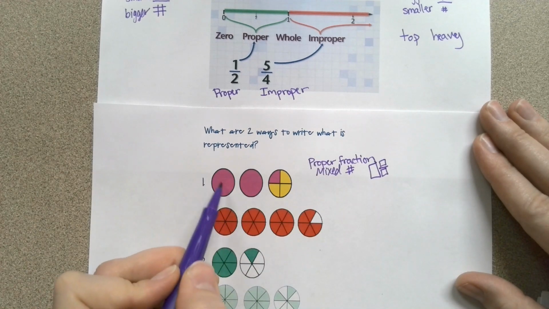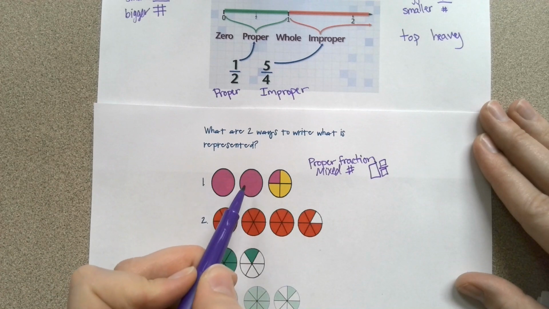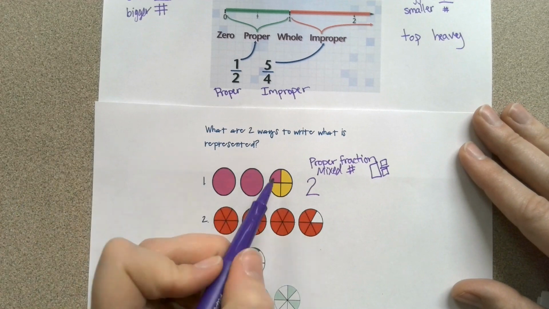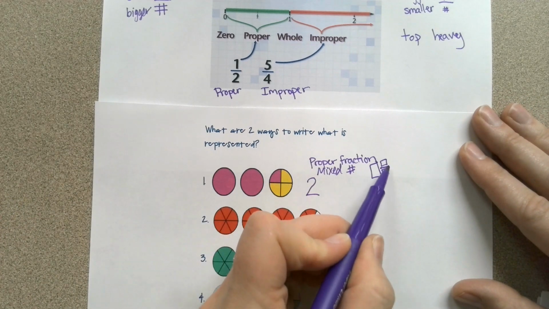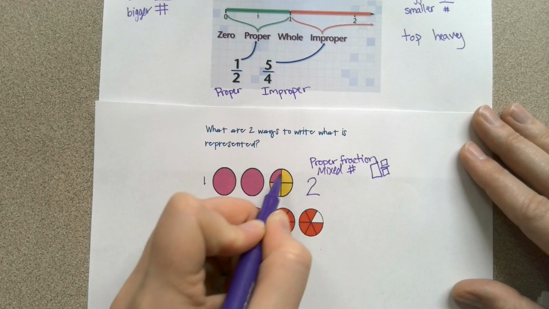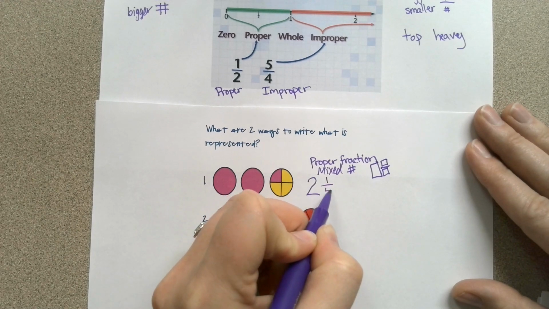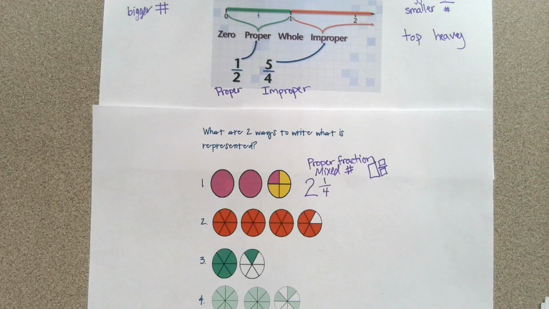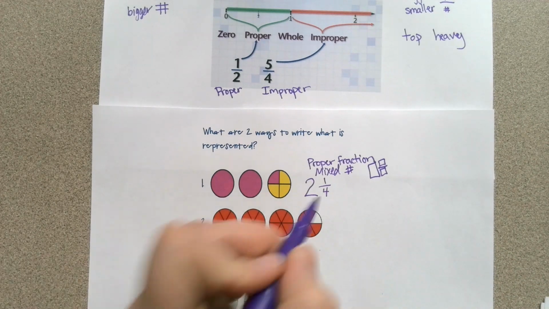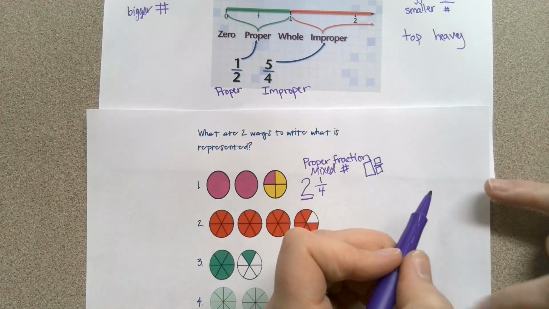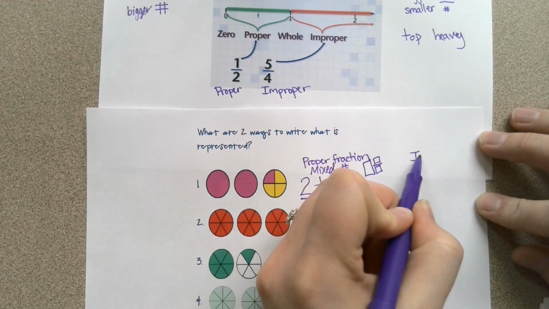So when we look at number 1, we have 2 whole circles, so that would be 2 for a whole number. And then when we look at our fractional part, we've got 1 shaded piece out of 4 total, so it's 1/4. 2 and 1/4 would be our proper fraction, or what we would call a mixed number, because we have a whole number there. The other way to write this would be as an improper fraction.